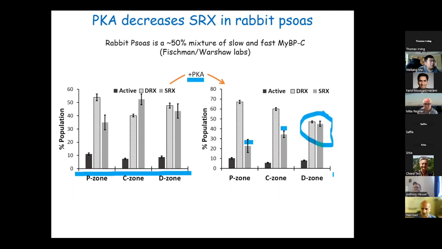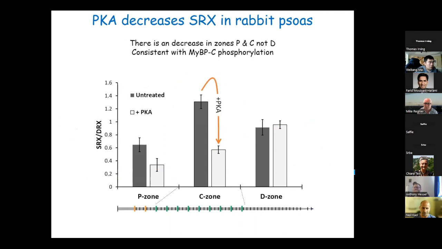Now, just to clarify this, because these are multiple graphs for you to look at all at once, we combine this into an SRX-DRX ratio, and what you can see here is that the biggest statistical difference between the untreated, shown in the solid bars, versus the pKa treated comes about in the C zone. So we see the biggest difference right here.